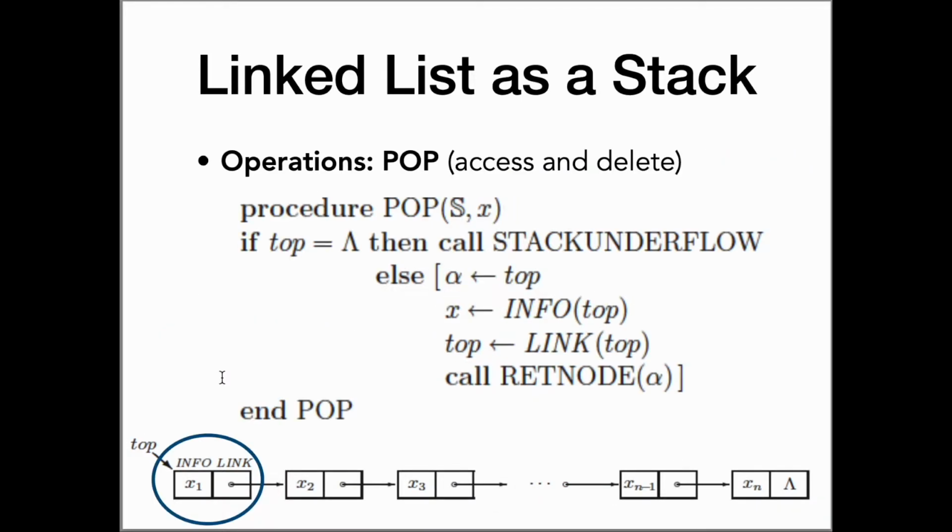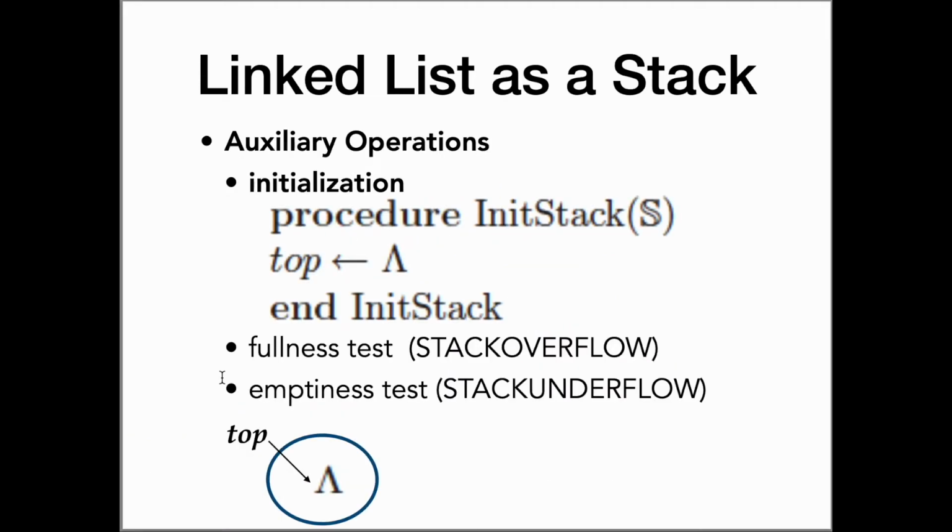Note that in this push operation, there is no need to check whether the stack is full. However, if we pop an element from the stack, it is still necessary to check whether the stack is empty. If the stack isn't empty, then we can return the value of the top node and replace the top with the next element in the list. For the auxiliary operations, for initialization, we set the top equal to lambda. This is the same condition that we use for checking if we have an empty stack.